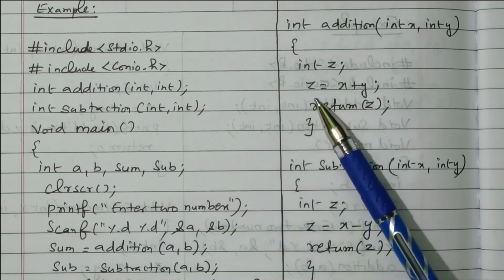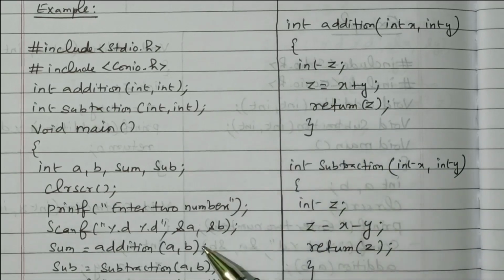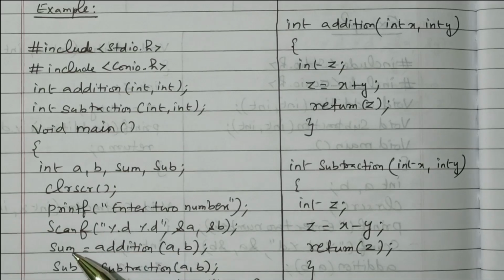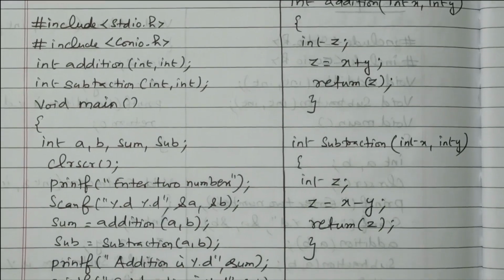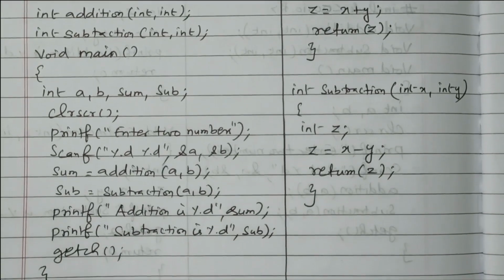So what will happen? The control will transfer from return to where we called. Here we called the addition. So the return value will be stored in sum. The answer is available in sum. Sum of two numbers is added. These two numbers are added. The answer is available in sum. Now we are calling the next function, subtraction.